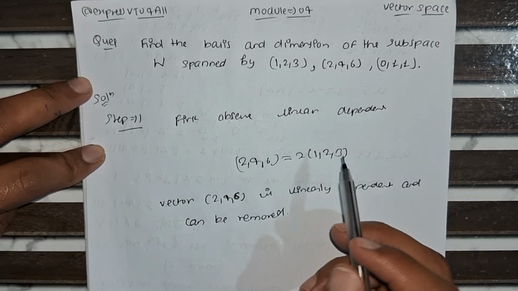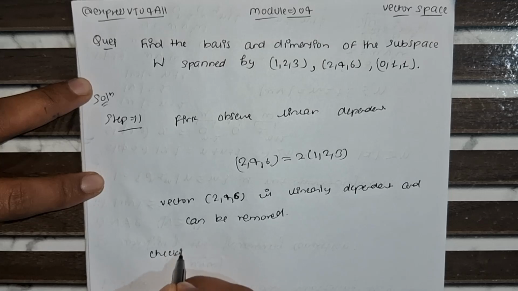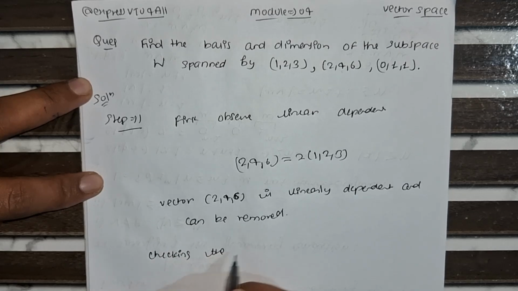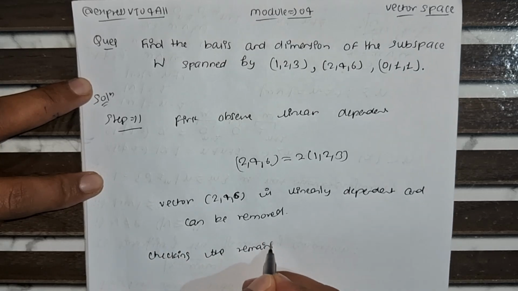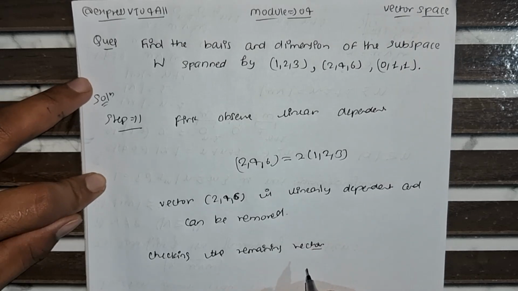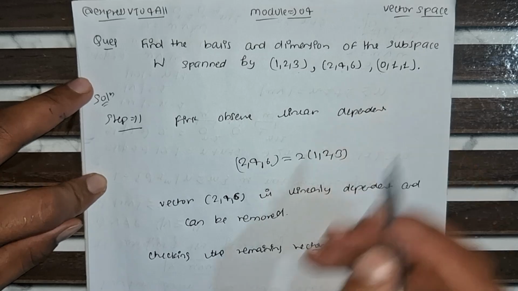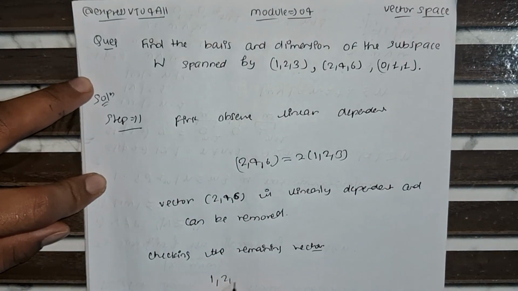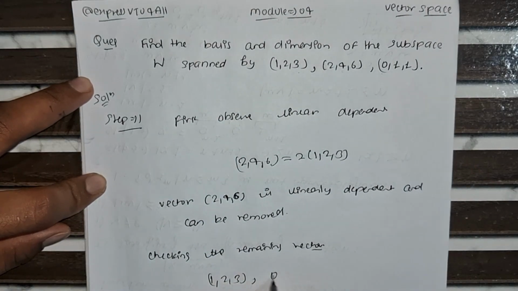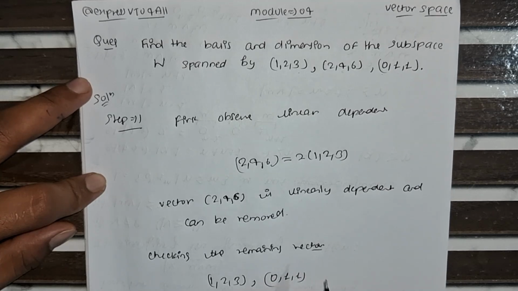Now checking our other vectors. Checking the remaining vectors. The remaining vectors are 1, 2, 3 and 0, 1, 1. These two vectors are not scalar multiples of each other, so they are linearly independent.